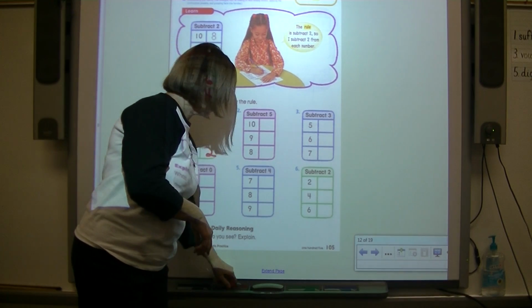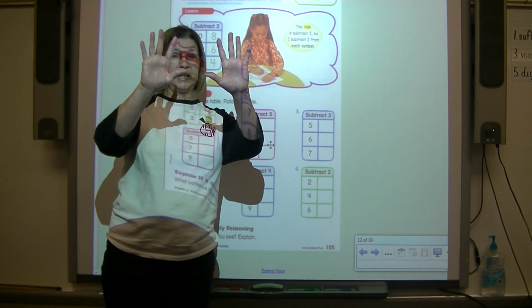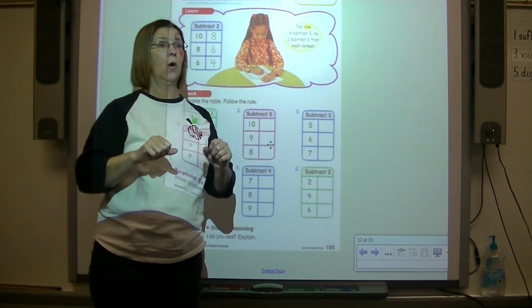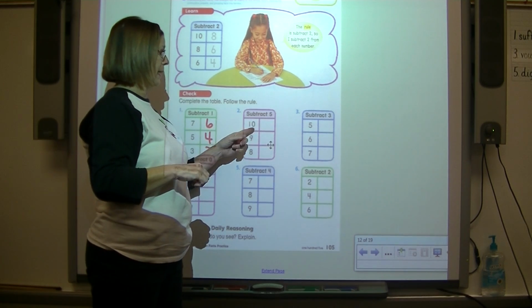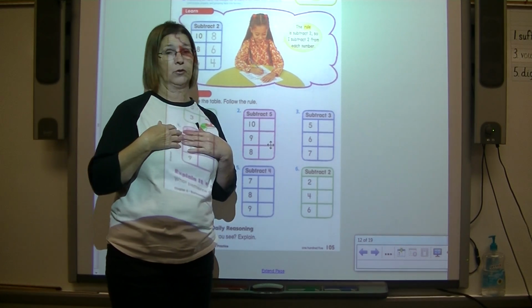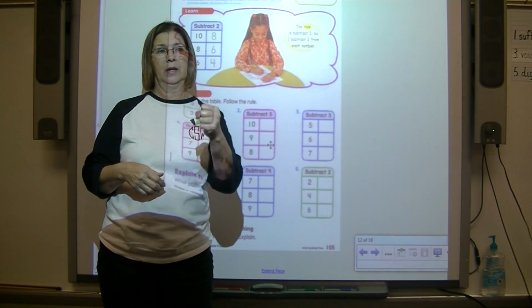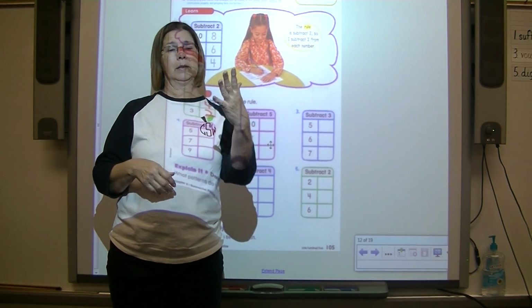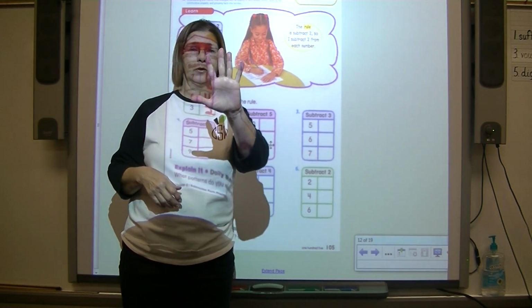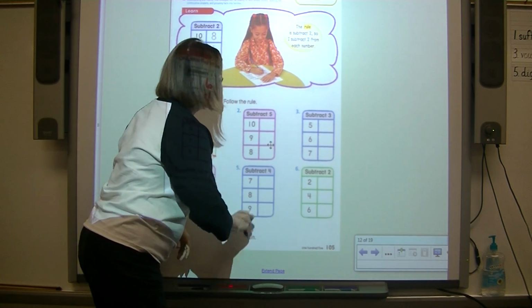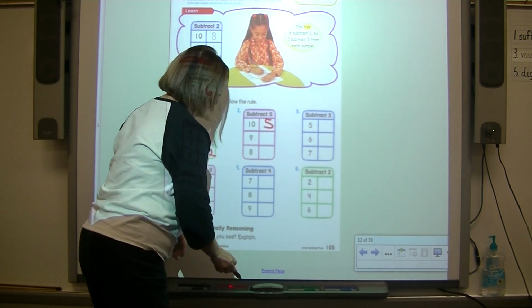one of two things. Hold up 10 and take away 5, or start with 5 and count up to 10. That's my preferred strategy. 5, 6, 7, 8, 9, 10. Oh, look, I still have 5 fingers. So that is the answer. 10 take away 5 is 5.